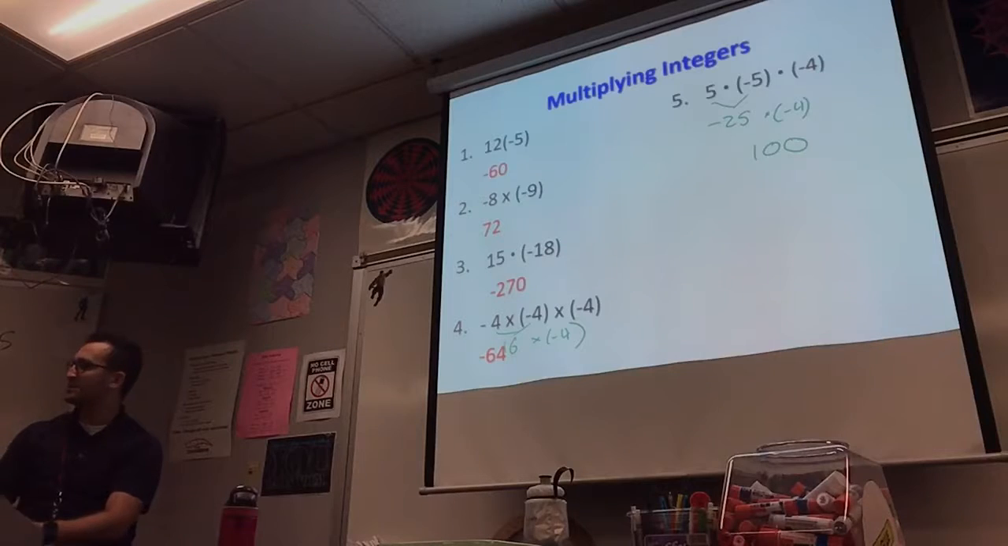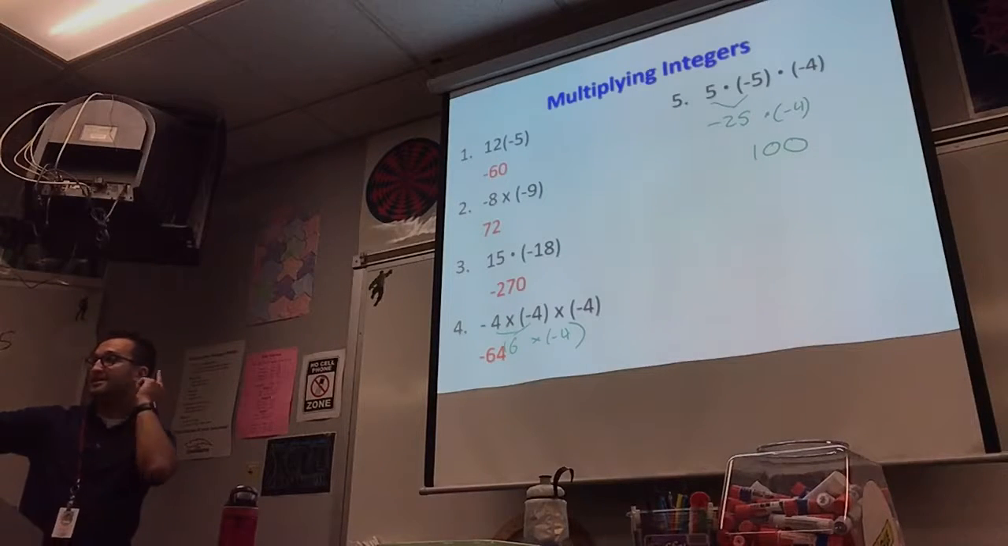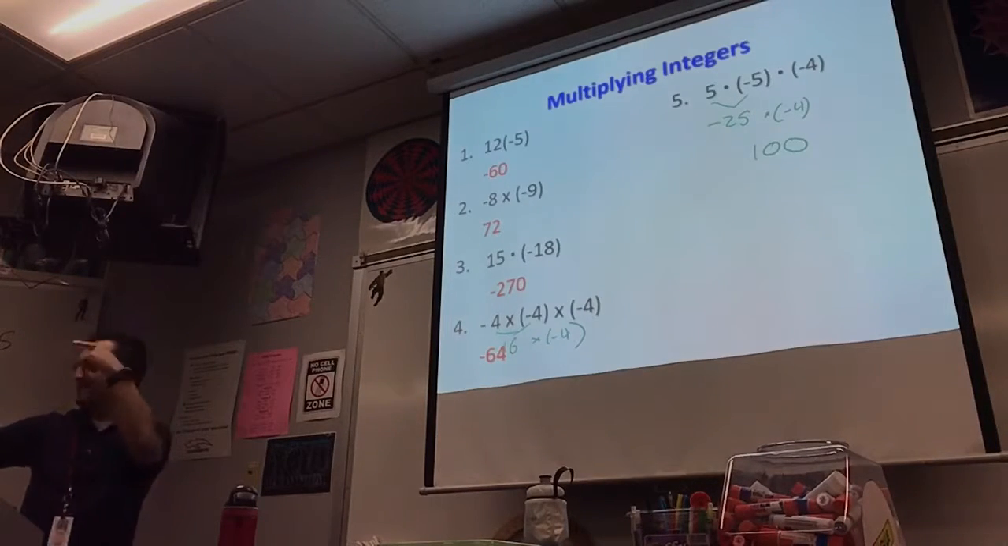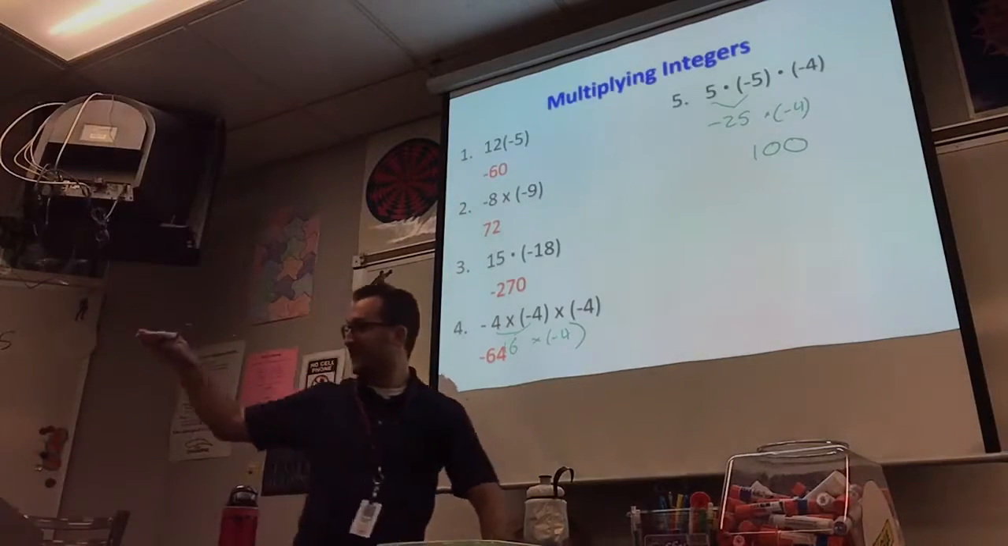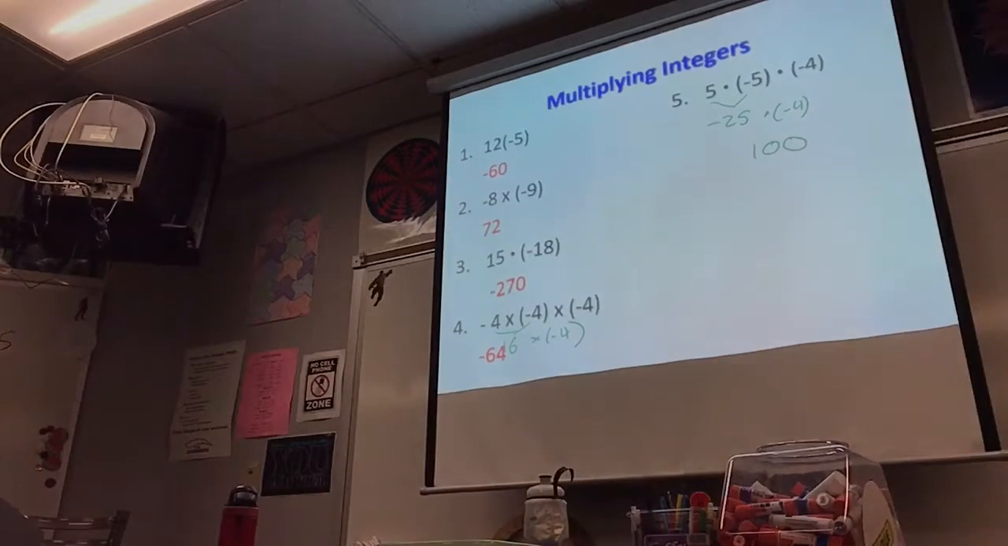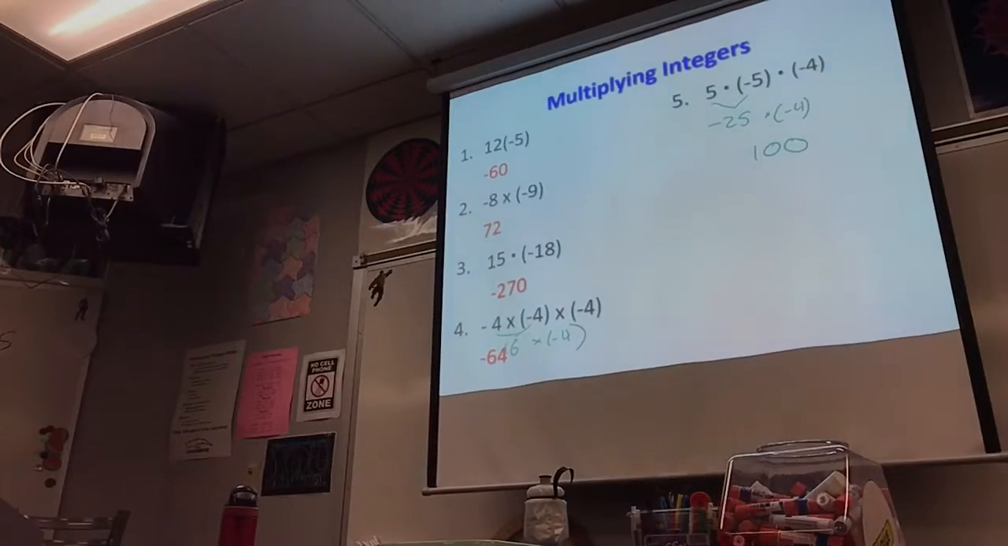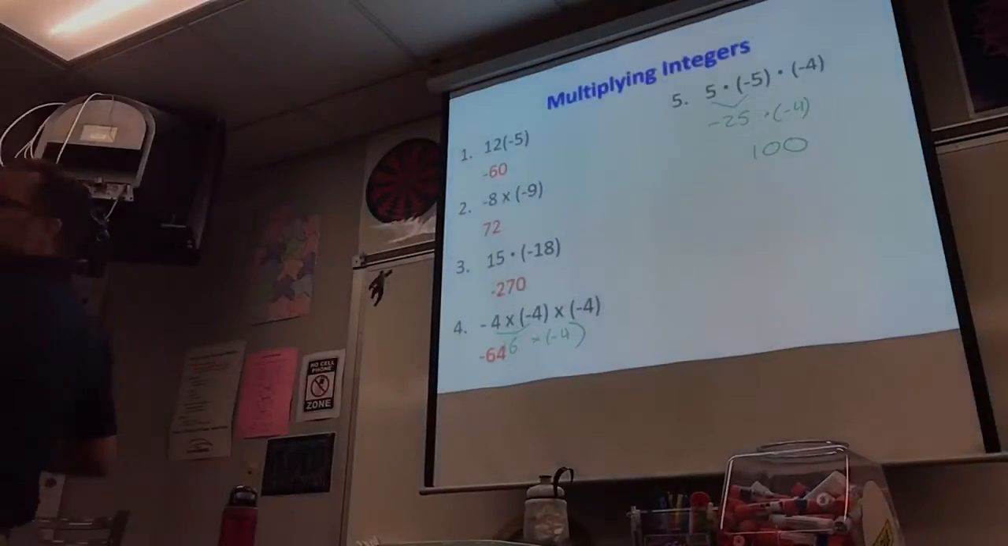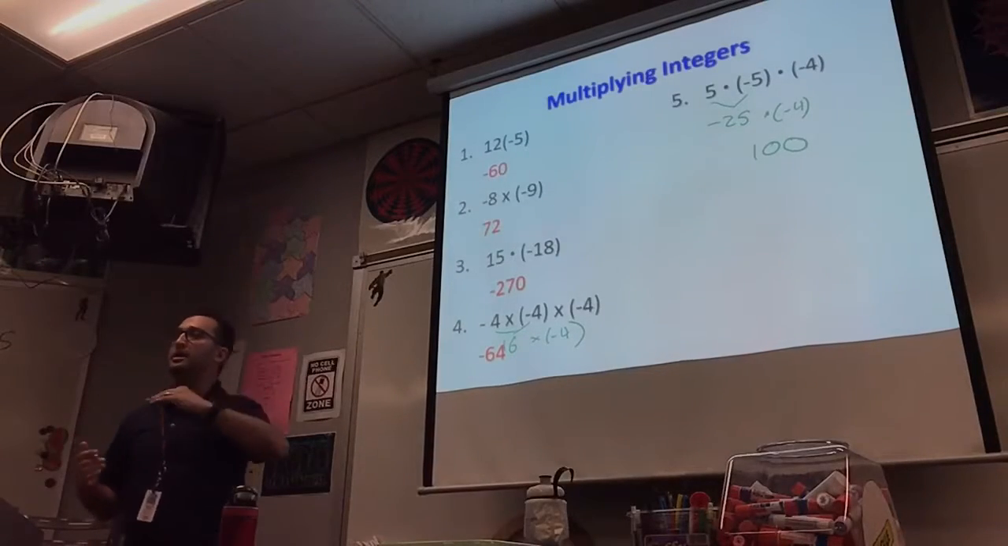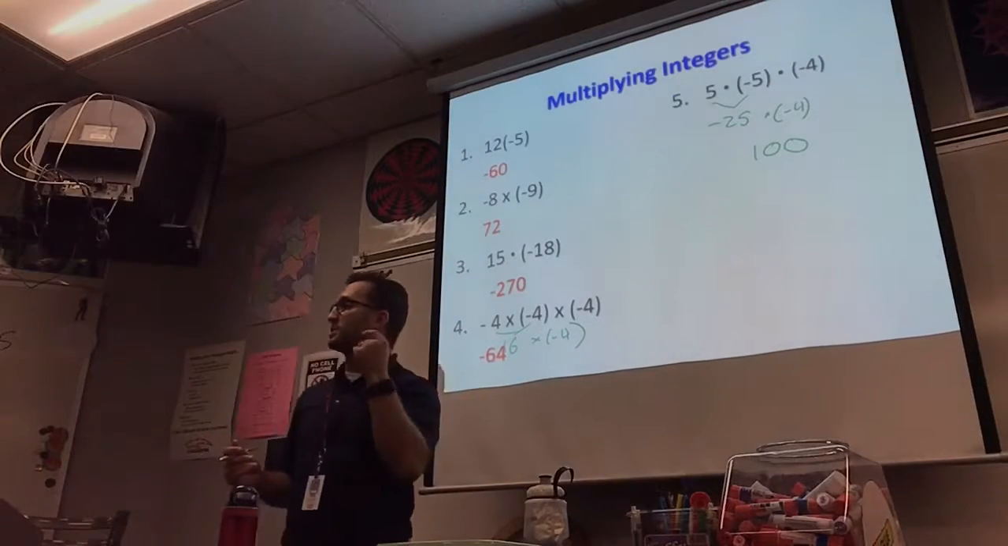So why is Huey correct on both these steps? Because same sign, positive, different sign, negative. That's what I'm talking about. Same sign, positive, different sign, negative. Exactly. So the idea behind this is making sure that you understand the multiplication melody. If you can sing the multiplication melody, then you are spot on.